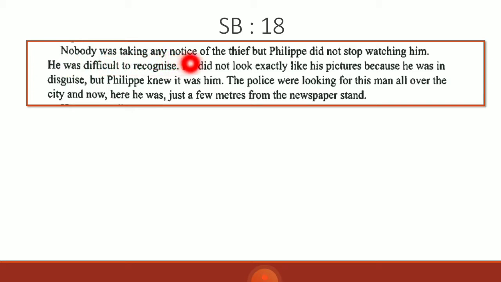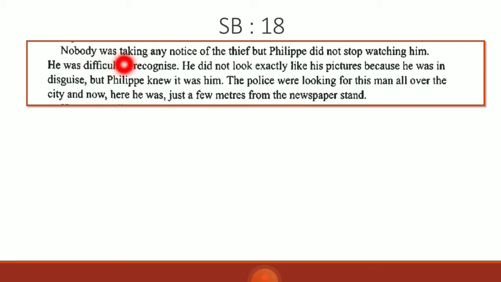Let's read together. Nobody was taking any notice of the thief, but Philippe did not stop watching him. He was difficult to recognize. He did not look exactly like his picture because he was in disguise, but Philippe knew it was him. The police were looking for this man all over the city, and now here he was, just a few meters from the newspaper stand.